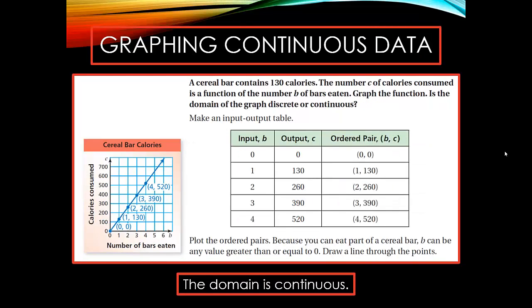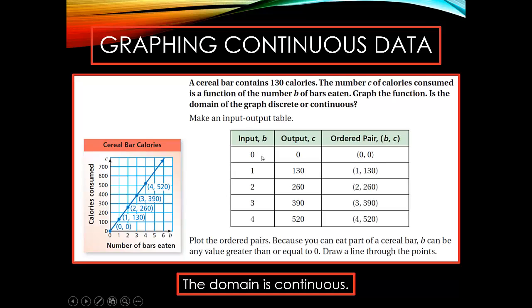Now let's look at graphing continuous data. A cereal bar contains 130 calories. The number C of calories consumed is a function of the number B of bars eaten. Graph the function. Is the domain of the graph discrete or continuous? So we're going to make an input-output table. So our input would be our B, which would be the number of bars eaten. The output is C, which is the number of calories consumed. And then we get the ordered pair, which would be in the form of B, C.